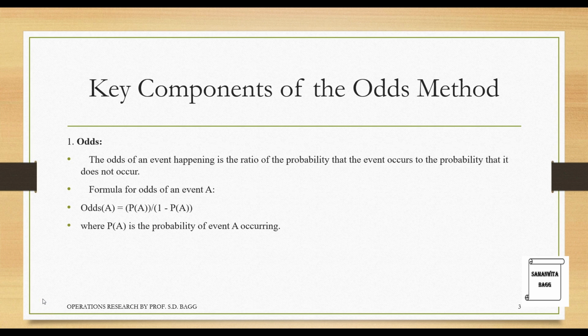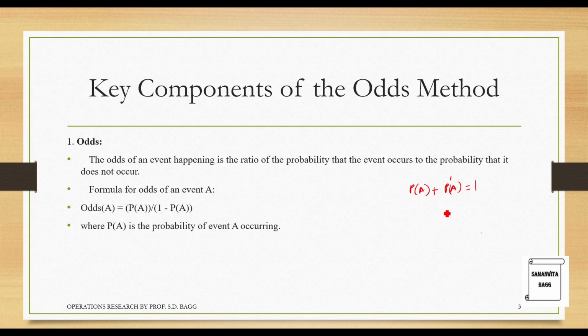Key components of the odds method. The first one is odds. The odds of an event happening is the ratio of the probability that the event occurs to the probability that it does not occur. Formula for odds of an event A. So the odds for A is very simple. It is the probability that A is going to occur to the probability that A is not going to occur. Say if I write this as probability of A occurring to the probability of A not occurring with a dash, the summation will always be equal to 1.